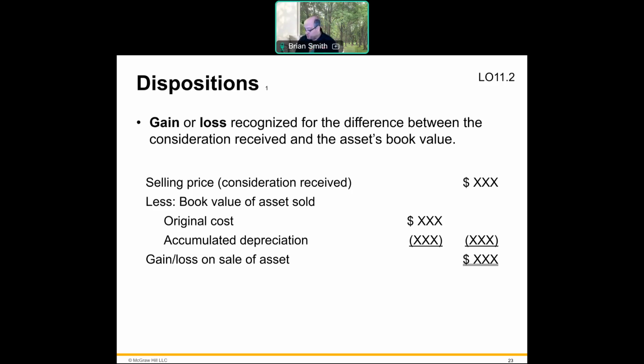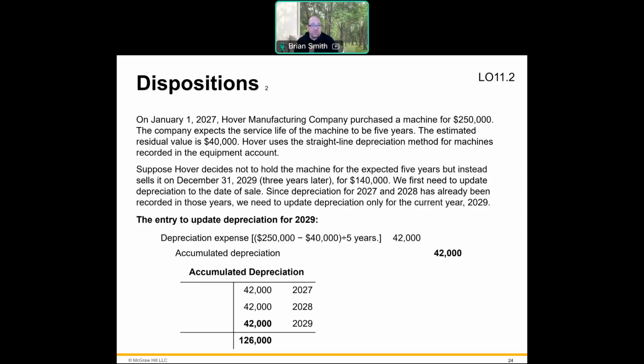Let's look at an example. I'm sure we're going to get one on this next slide. All right, so we have a machine, $250,000, residual value is $40,000. We don't hold it for 5 years. Instead, we sell it 3 years later for $140,000. What we want to do is, at the end of that year, update our depreciation because we have used it for 3 years. So our accumulated depreciation in this circumstance is $126,000. So we do our journal entry.